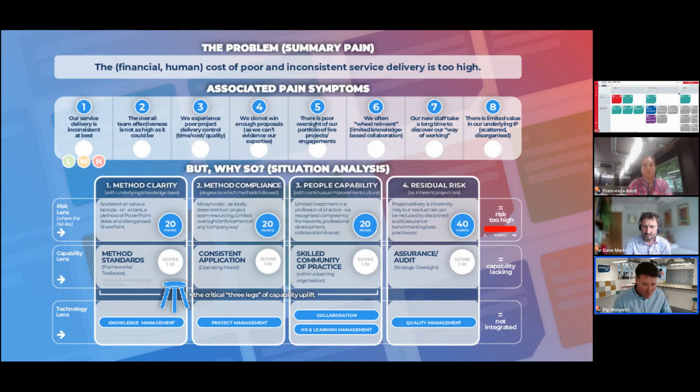So the main problem we help clients with is reducing the cost of poor quality that comes from inconsistent service delivery and project delivery. I'm sure if you run across those pain symptoms 1 to 8, you'll have experienced them working in professional services. But the so what for us is you've got to provide method, some form of clarity on how best to deliver services and projects.